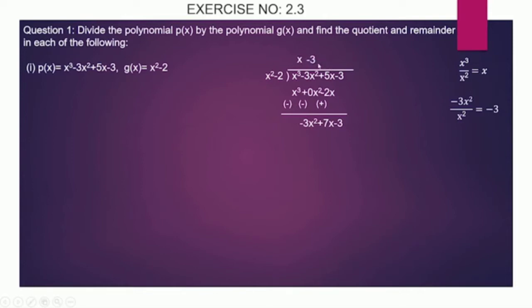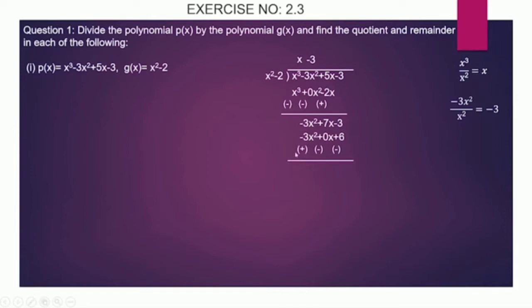Now in the next step we need to multiply this minus 3 into the whole term g of x. Minus 3 into x square gives minus 3x square, and multiplying this minus 3 with minus 2, we get plus 6. Now the x term is 0, therefore we can write plus 0x here. Now at present here it is minus. When we subtract this term, this will become plus here, and here at present it is plus, this will become minus, and here also it is plus, this also will become minus. We can write it like this.